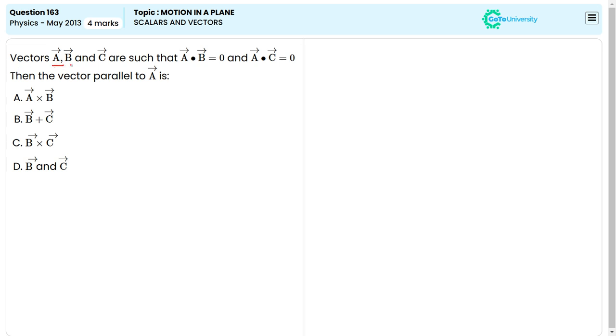Vectors A, B and C are such that vector A dot vector B is equal to 0 and vector A dot vector C is equal to 0, then the vector parallel to A is what? Okay, here the given condition is vector A dot vector B is equal to 0. That means definitely vector A is perpendicular to vector B here.